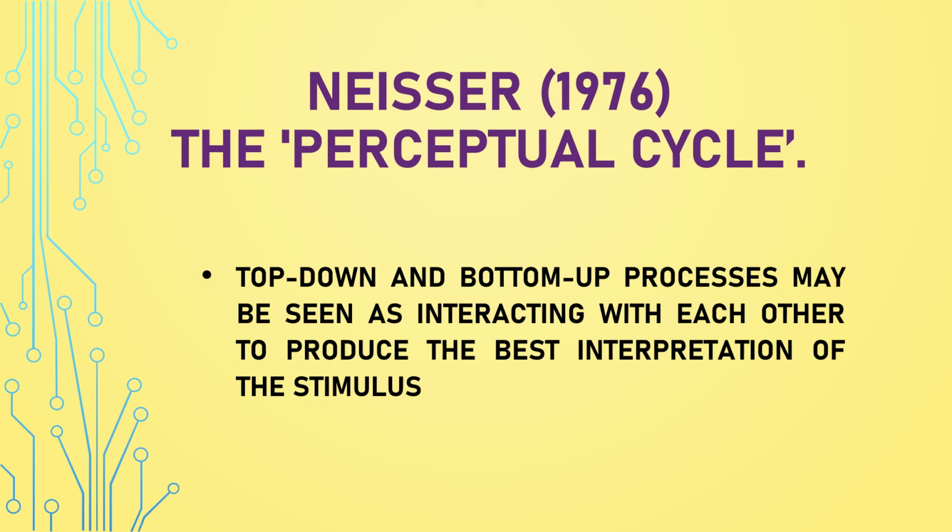NEISSER in 1976 proposed the perceptual cycle, the theory that explains how the top-down and the bottom-up processes may be seen as interacting with each other to produce the best interpretation of the stimulus. That is the perceptual cycle. That is, both the bottom-up and the top-down theories work together for perceiving the world around. So for our perception, both these approaches are needed.